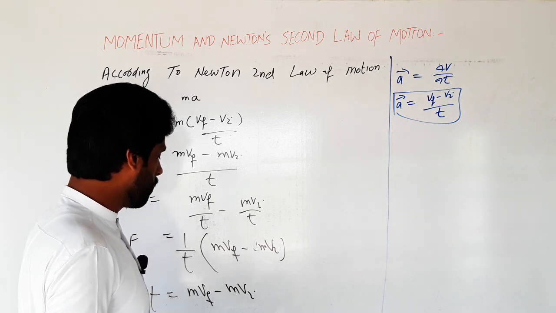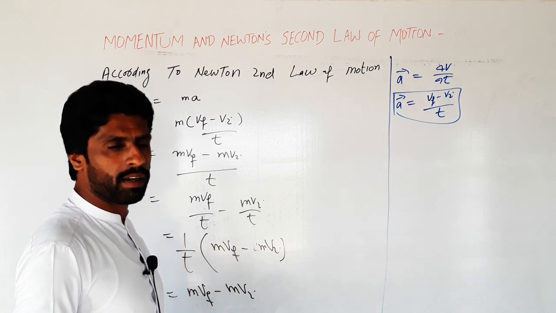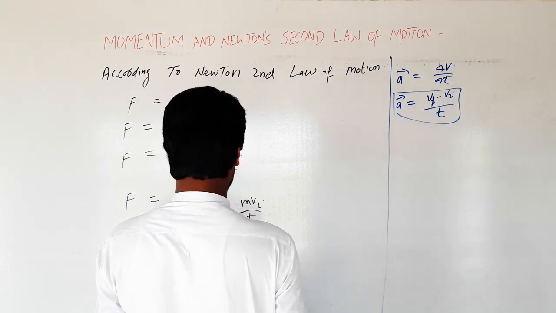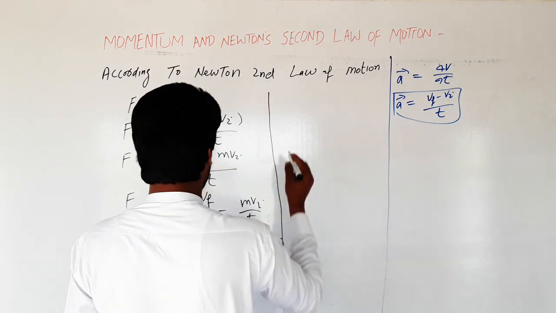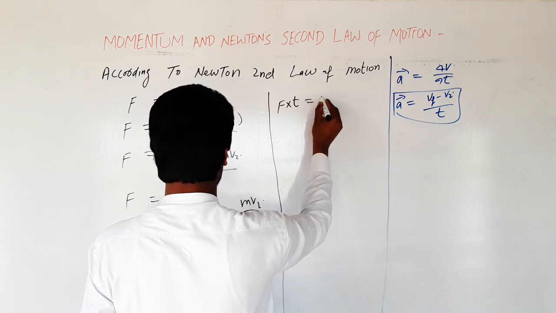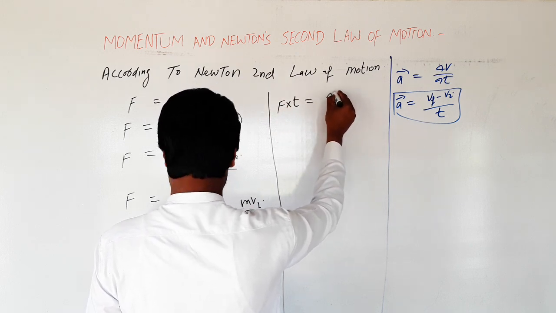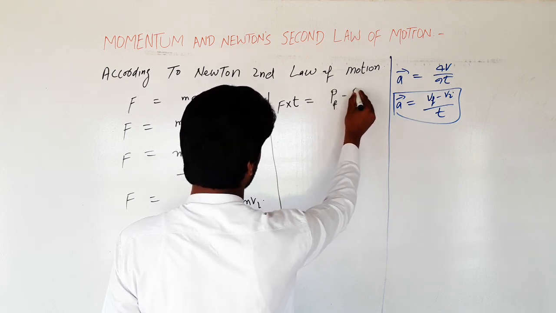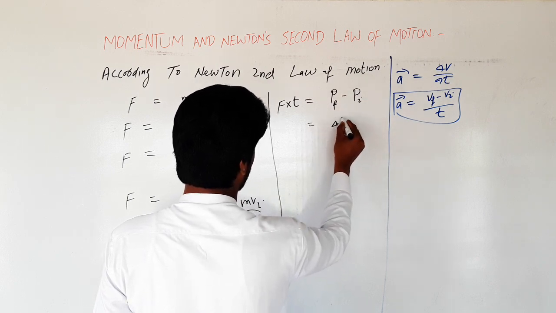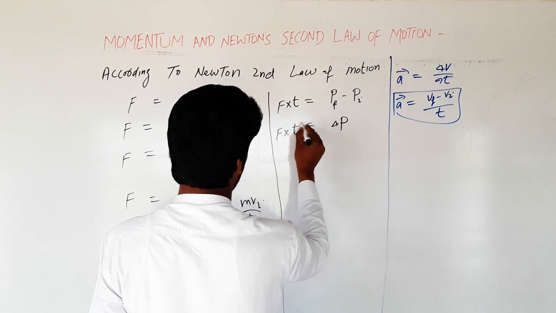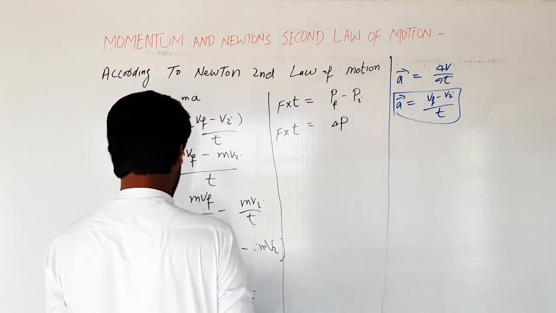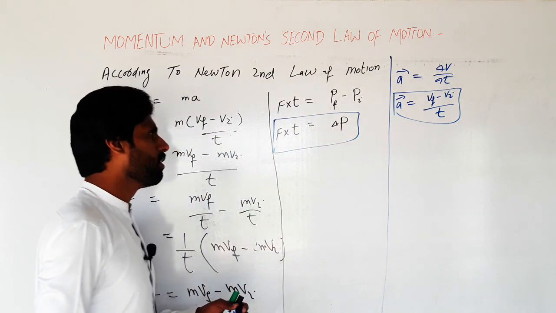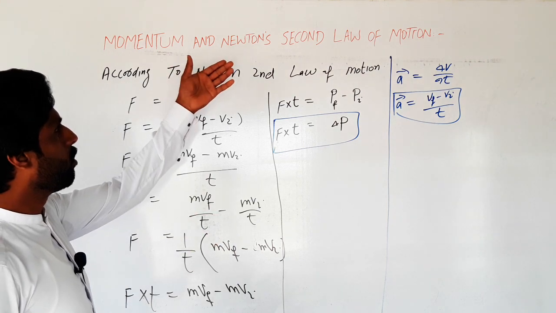mv is momentum, m vf is final momentum, and m vi is initial momentum, and this equation becomes F multiplied by t is equal to final momentum pf minus pi, or delta p. This is the relationship between momentum and Newton's second law of motion.